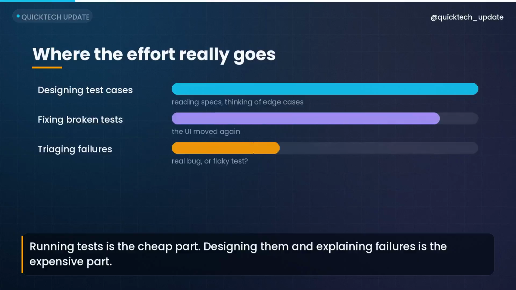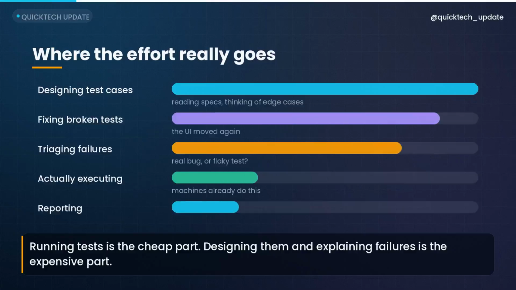Now, where does the effort actually go? Designing test cases and fixing tests that broke because the interface moved, and working out whether last night's failure was a real bug or a flaky test. Actually executing tests is the cheap part. Machines have done that for 20 years. The expensive part is thinking and explaining.